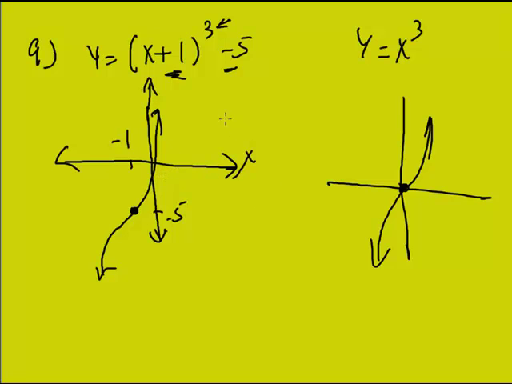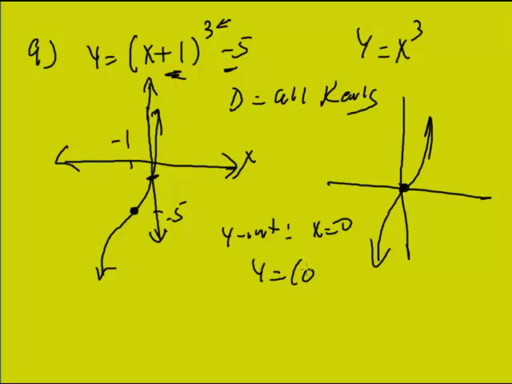Now, is there any number that I cannot use in here? Does the curve go all the way left to right? Yep. So my domain is all reals. Where does it cross the y-axis? Well, that's my y-intercept. How do I find my y-intercept? I'm going to set my x equal to 0. So y is equal to 0 plus 1 cubed minus 5, which is 1 minus 5, which is negative 4. So that's negative 4.